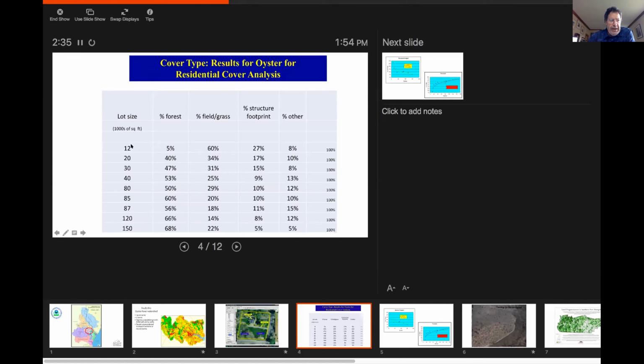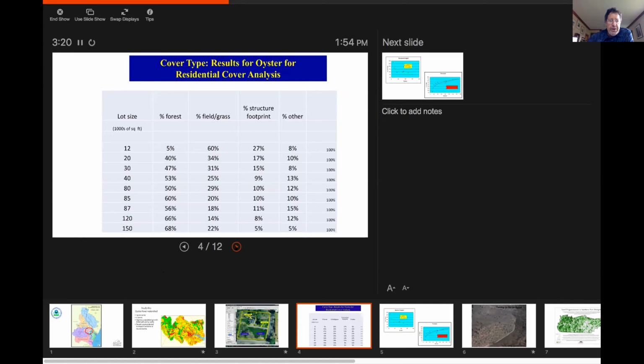And so what we did is for each lot, okay, and this PowerPoint is in the resources folder, so you will have this table if you ever need it. But you can see, as you went to larger and larger lots in this watershed, and this just happens to be this watershed, you're moving up to 68% forested. This is based on a 150,000 square foot lot, okay? This is by parcel, not by watershed, but it's exactly what Patrick did for his. And so you can see that we did this.